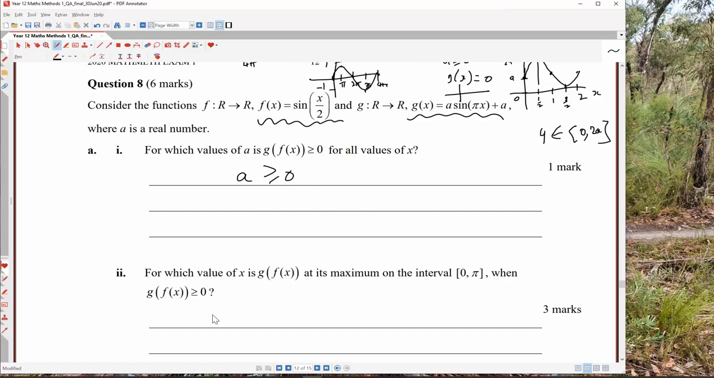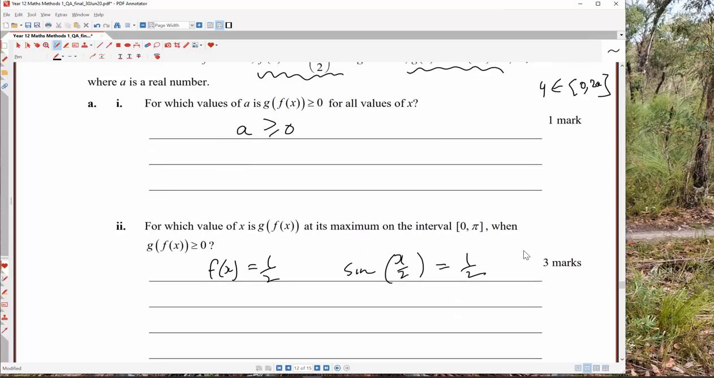So what I'm going to do is say, when is f of x equal to a half? So sine x on 2 is a half. That's going to be pi on 6 is x on 2. x is equal to pi on 3. All right, so when x is equal to pi on 3, what's going to happen is it will produce a half. If we keep going around to here, when's it going to produce a half again? It's going to be over here, which is 5 pi on 6.